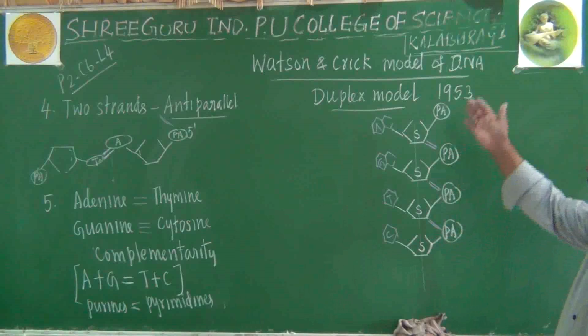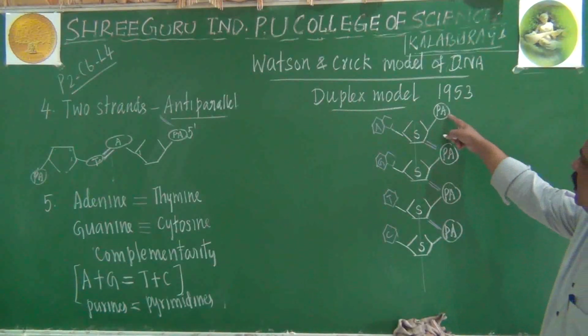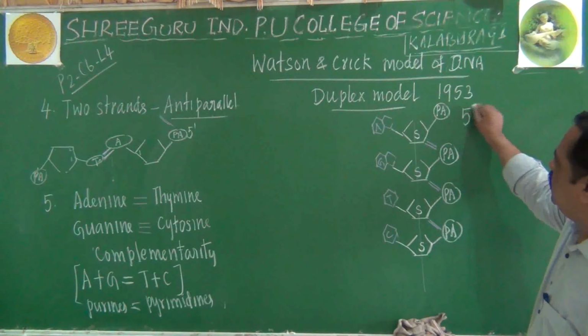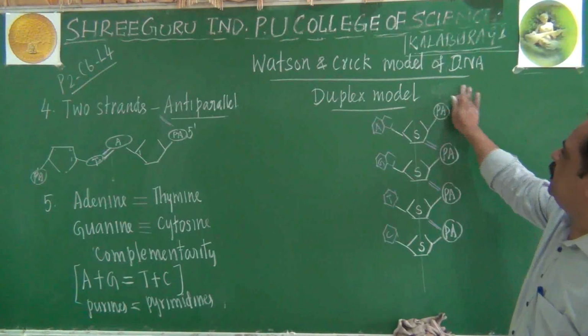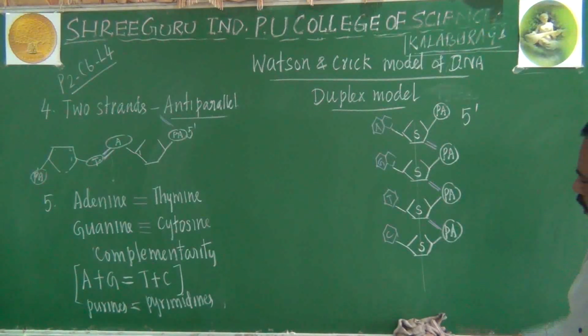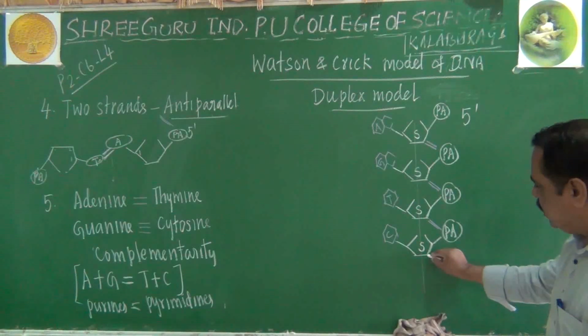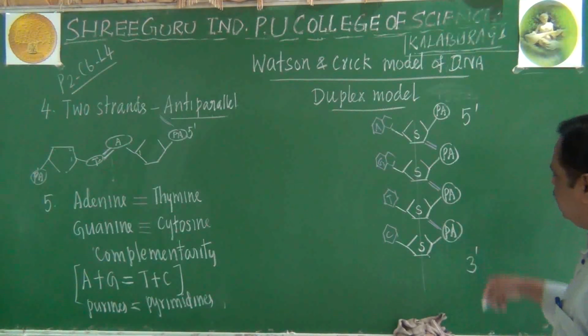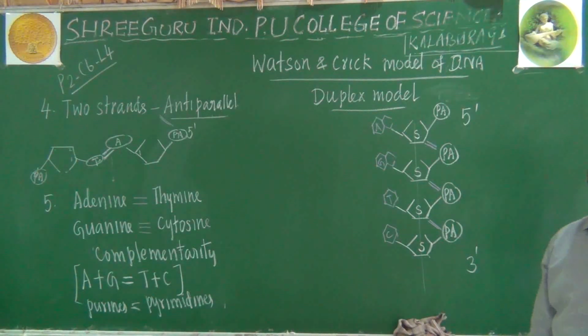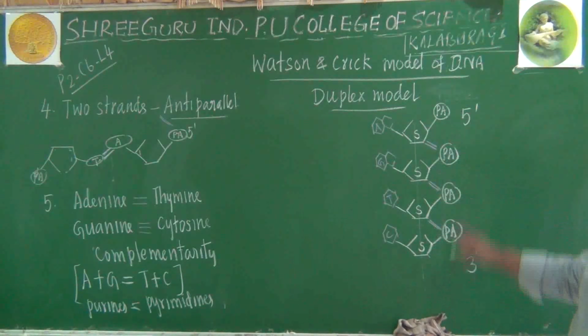This chain is facing upwardly. That means this top end is called the 5' end, we can see. This is called the 5' end. This is the lowermost end here. This is known as the 3' end, we can say. So this chain is having 5', 3' polarity.